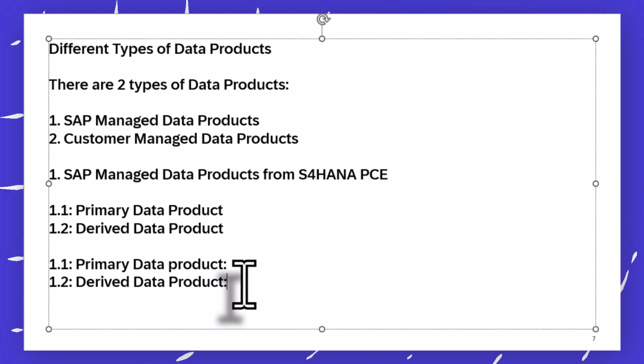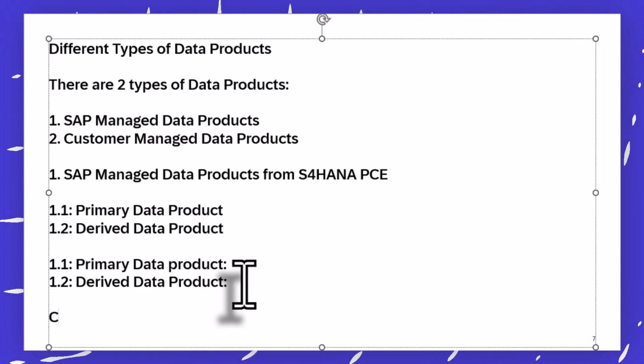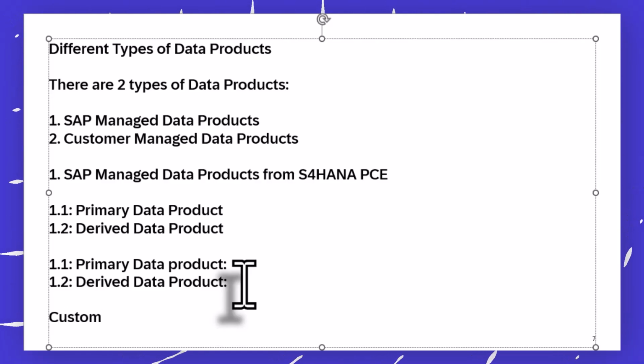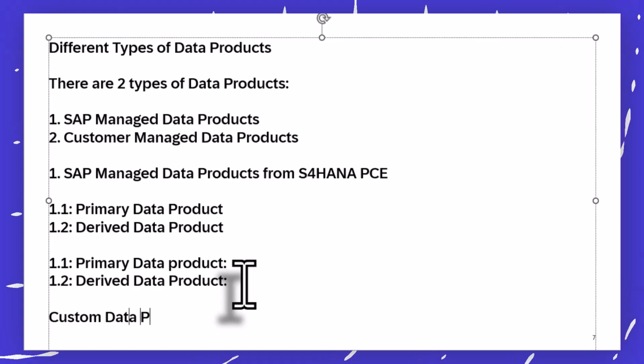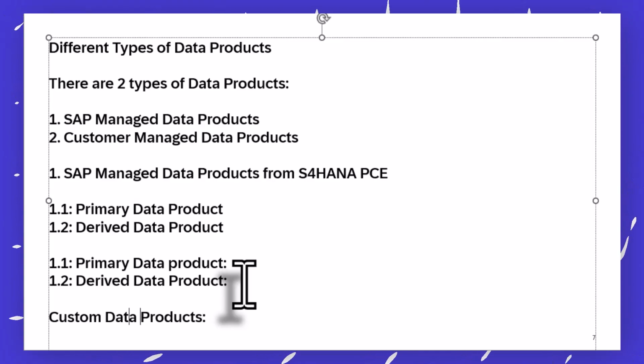Now the next one is custom data products. Let's assume the case: SAP is delivering close to 300 plus data products as of today. But sometimes the customer thinks, okay, there are data products I am looking for that SAP hasn't delivered yet. In that case, how to proceed further?